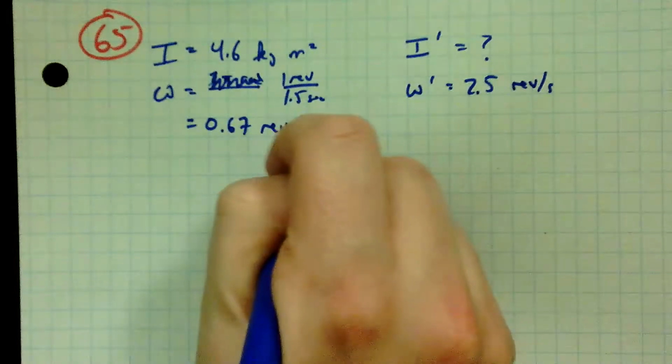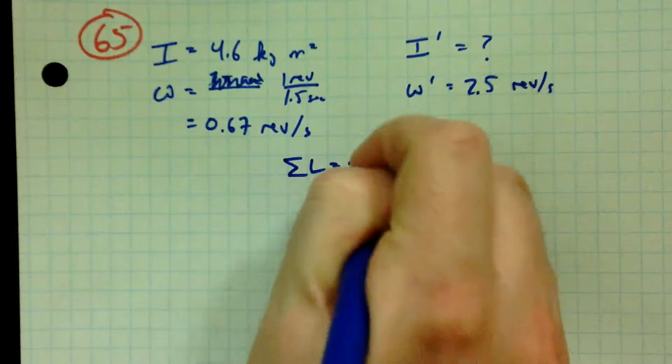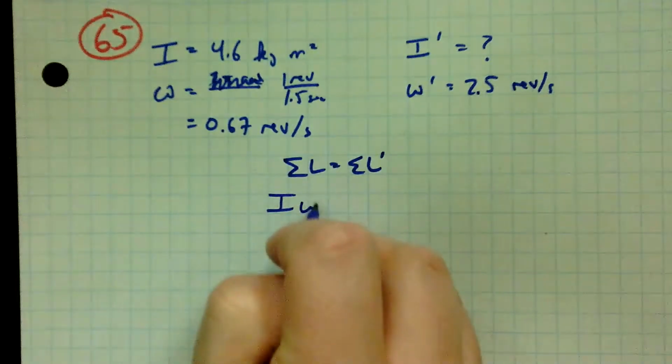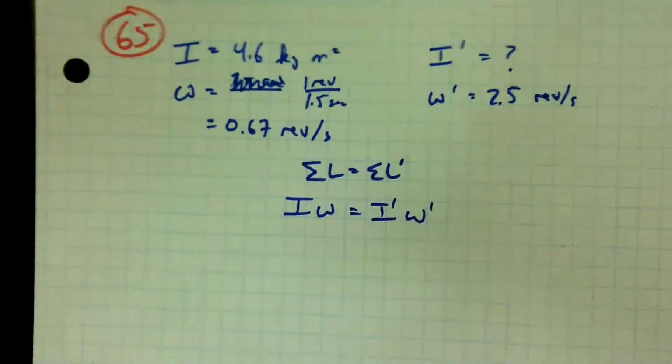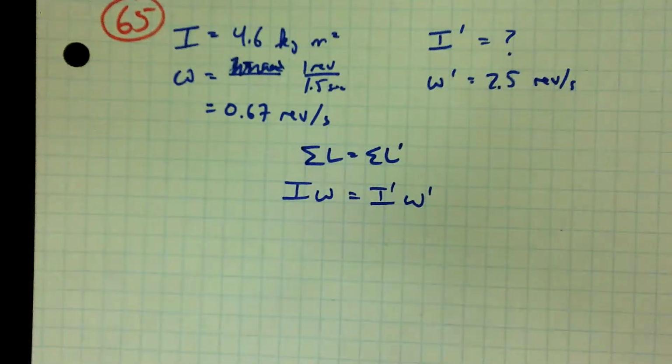So then what I'm going to do is say the angular momentum is conserved. That means that I omega is equal to I prime omega prime. And you know all of those except for one. Is that all right? Now, it turns out in this case, technically we should be doing radians per second. However, if you keep everything in revolutions per second, it's a little bit easier. It's one less conversion step, and it'll give you the same answer because the units cancel out.